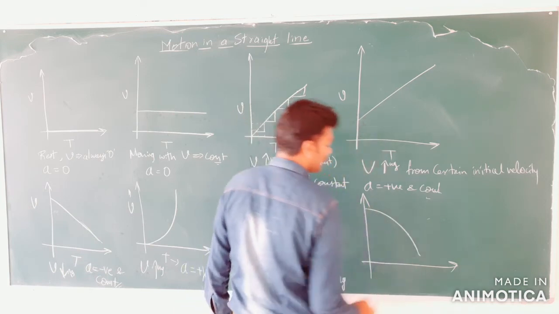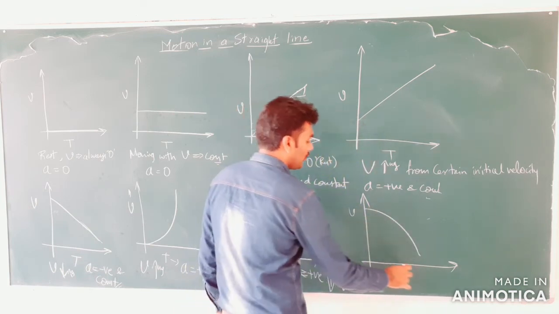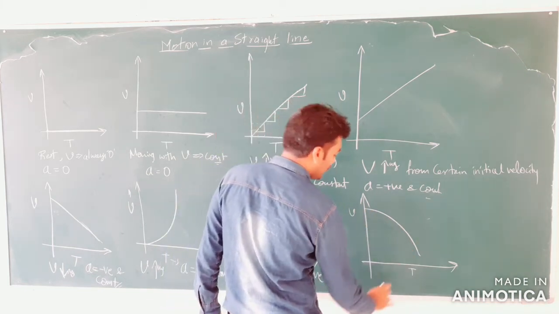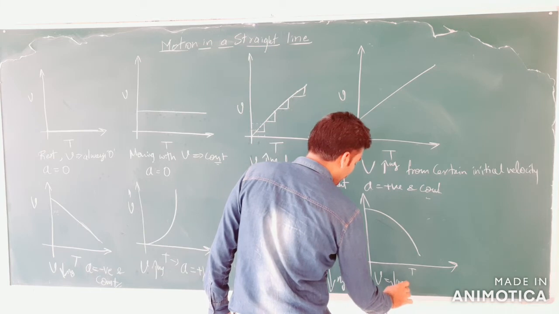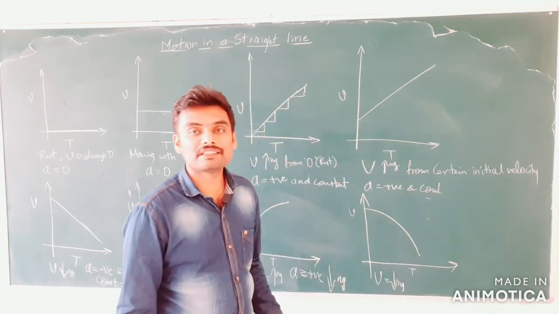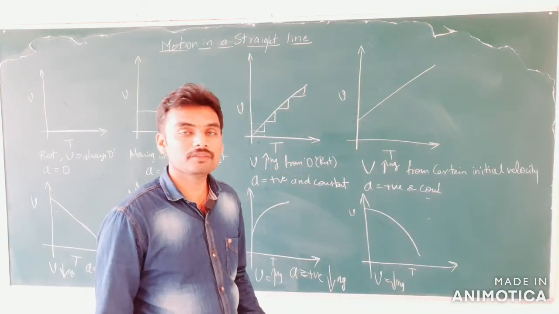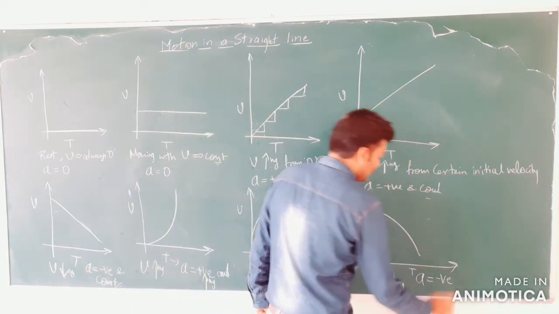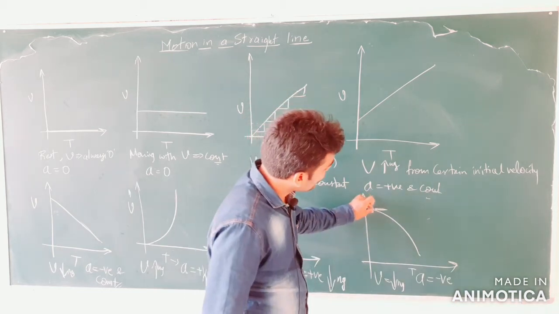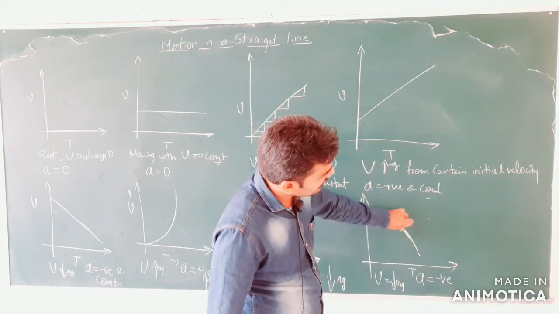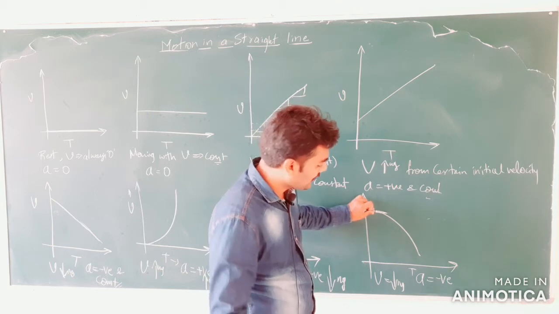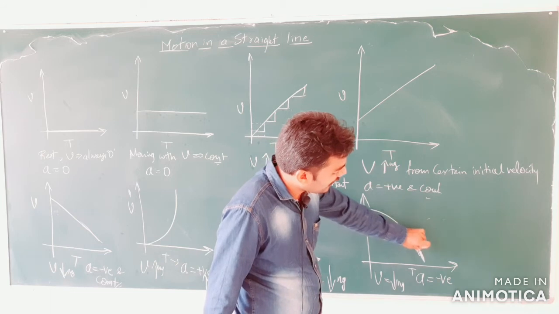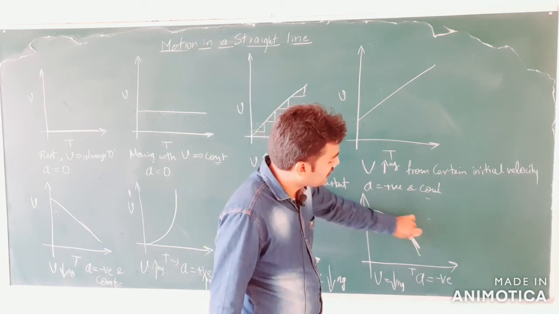Next, one more graph like this. See what is happening to velocity and acceleration here. Velocity is decreasing with time, right? So as and when I say velocity is decreasing, acceleration should be negative. So since the velocity is decreasing, acceleration is negative. But you observe carefully what is happening to that negative acceleration.